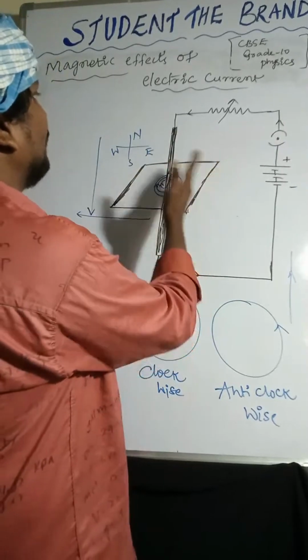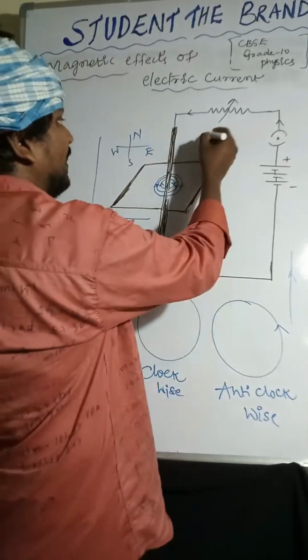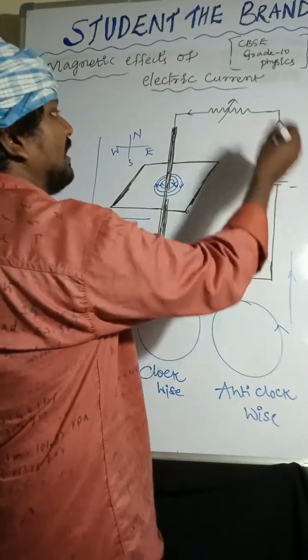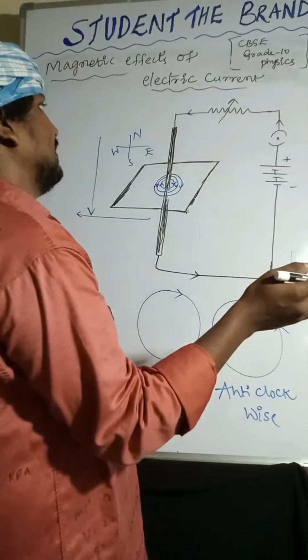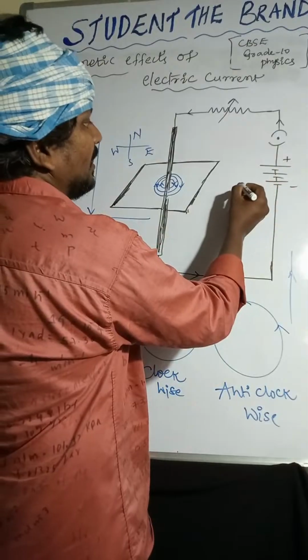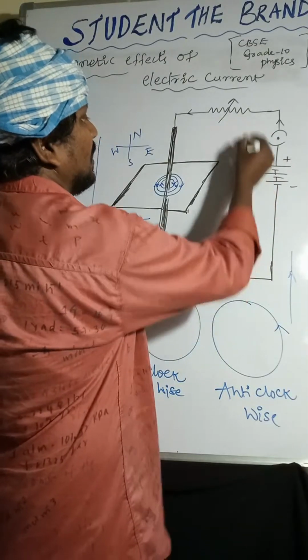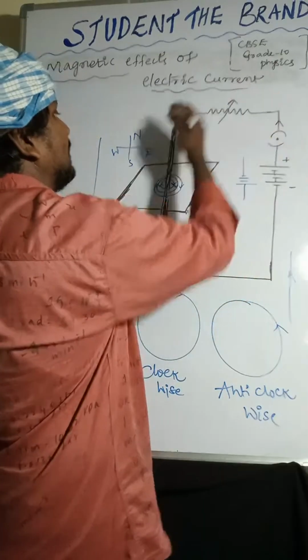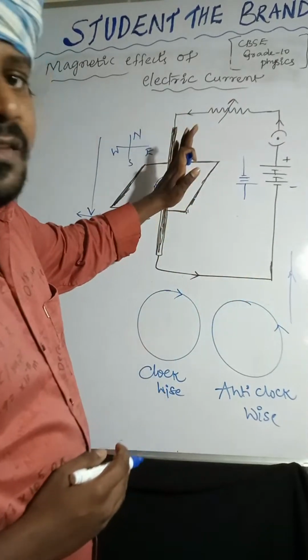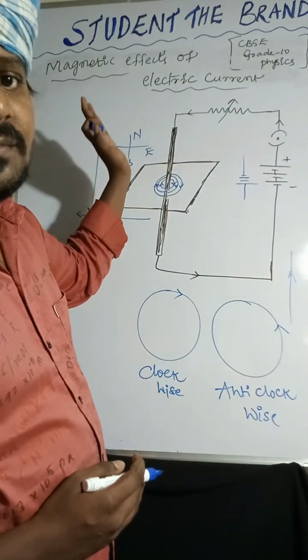Okay, so if the current is passing like this towards west, and if the conductor is in reverse order, if you change the battery, one more point also: if the current direction changes, so the current is moving in the upward direction, the compass should show deflection towards west.